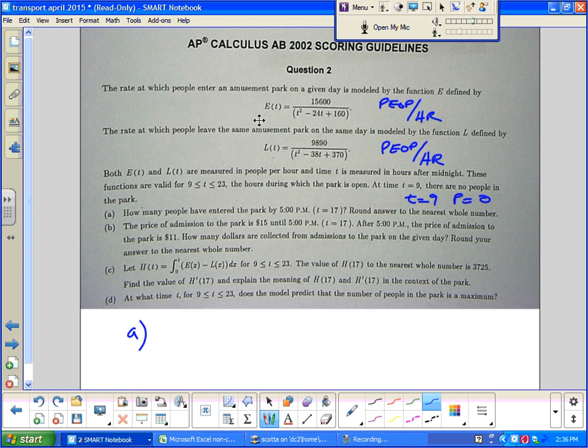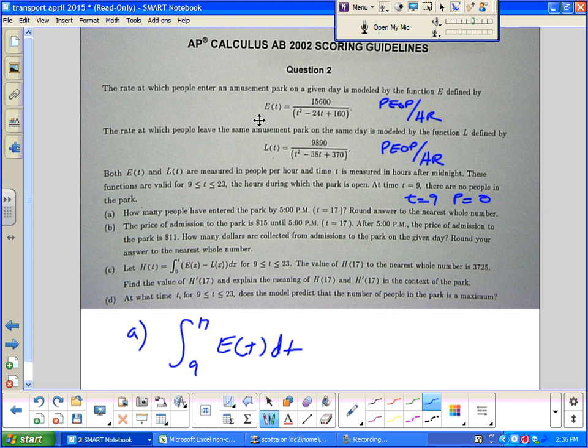A: How many people have entered the park by 5 p.m.? Round to the nearest whole number. So the park opens at 9, you go to 17. How many people enter? So you just take the integral of E(t), and that's something you're going to have to do in your calculator. I mean, it's impossible to do this by hand.